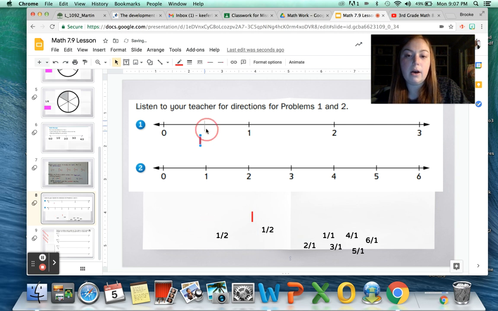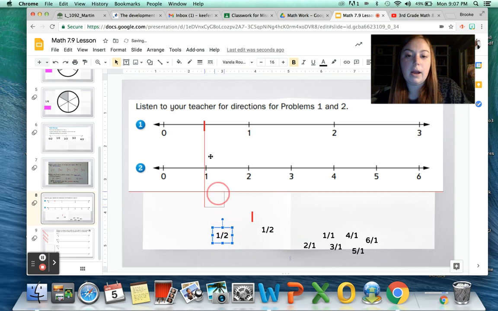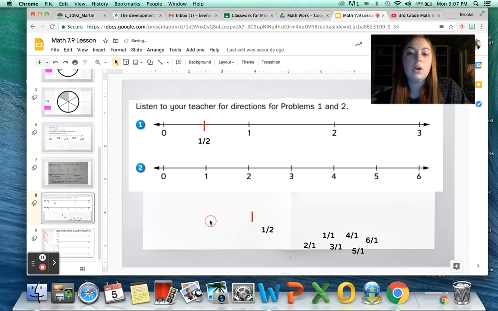Okay, so if you need help, I will show you where I would put 1/2. So here is where 1/2 would be. From 0 to 1, that's our whole, and then we would mark the halfway point. Now I want you to look at number 2, and again look at how many wholes are on this number line.